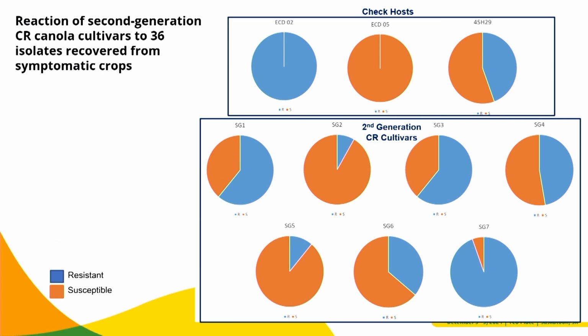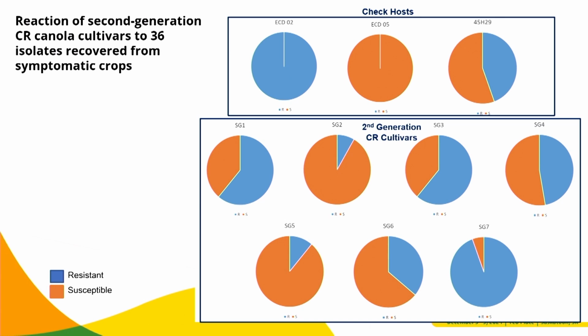So in a project that just finished in 2023, I believe, we were looking at the behavior of some of these second-generation clubroot-resistant canola cultivars and their resistance to isolates of Plasmodiophora brassicae representing different pathotypes, collected from fields that had second-generation resistant varieties grown on them. You can see two groups of hosts. On the top, we have a check host. Each circle represents what proportion of the isolates each host was resistant or susceptible to. Blue means resistant, orange means susceptible.